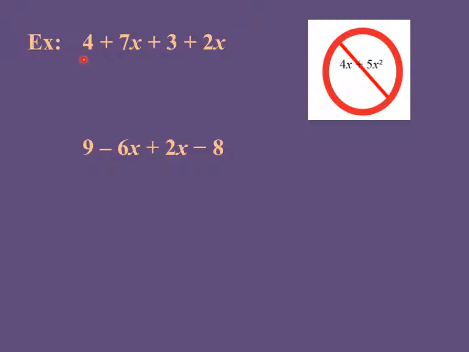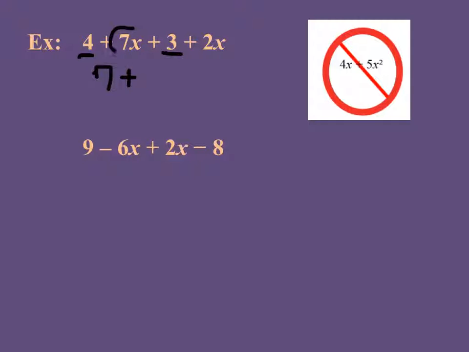So in this example, we're going to talk about basic like terms. So first, we have 4 terms in this problem. We have a 4, a 7x, a 3, and a 2x. Like terms are terms that have the exact same variable piece. So the first set of like terms that I see are 4 and 3 because they're both just numbers, so I can combine them. So 4 plus 3 would give me 7.